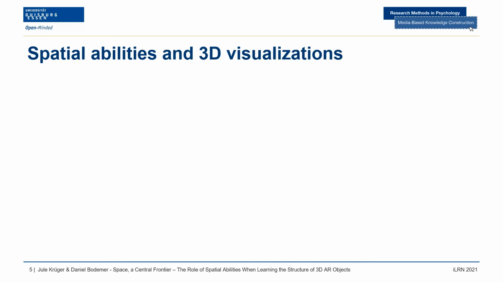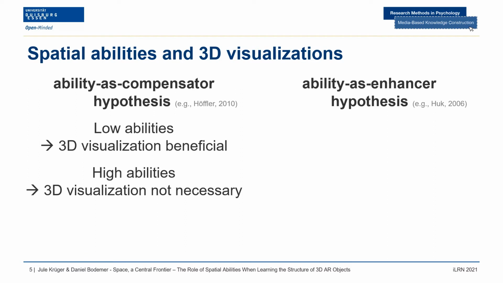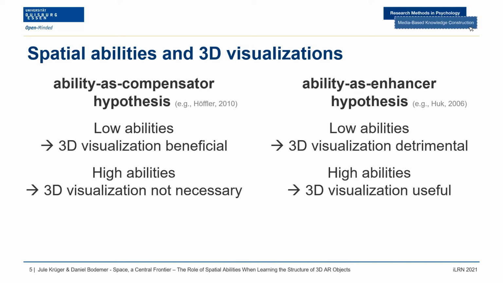It is not completely clear if learners with lower spatial abilities are supported or disadvantaged when learning with 3D AR visualizations. Concerning the influence of spatial abilities on learning with 3D visualizations, support for two hypotheses exists: an ability as compensator and an ability as enhancer hypothesis. The ability as compensator hypothesis states that learners with low spatial abilities profit from 3D visualizations due to additional spatial information, while these are not necessary for learners with high spatial abilities. The ability as enhancer hypothesis states that learners with high spatial abilities have the skills to profit from 3D visualizations, while learners with low spatial abilities are disadvantaged.